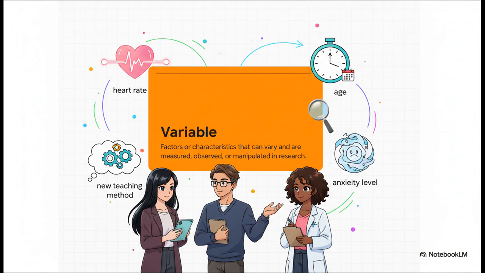And the name really says it all. A variable is just something that can vary or change. It could be literally anything. A patient's blood pressure, a new medication, a person's stress level, their age, you name it. These are the basic building blocks we measure and observe in any study.